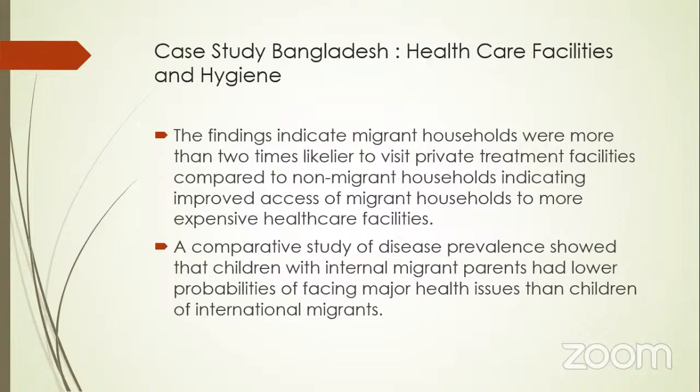Healthcare facilities: the finding indicates migrant households were more than two times as likely to visit private treatment. Obviously, the money is there compared to non-migrants, indicating improved access for migrant households. And inevitably, we come back to that old discussion we have in terms of healthcare and education, and the political rhetoric term of freebies. Actually, these are social investments, because they have gone into the political realm as freebies.